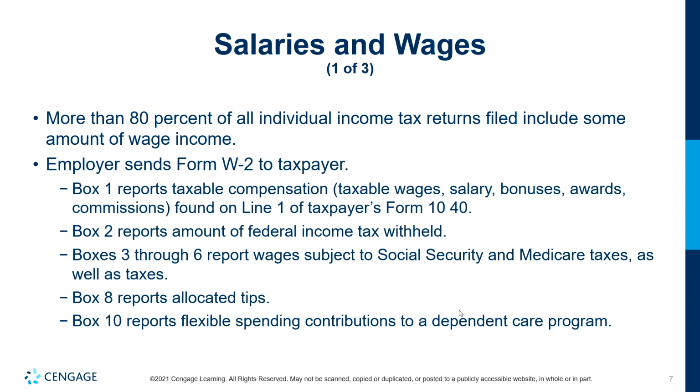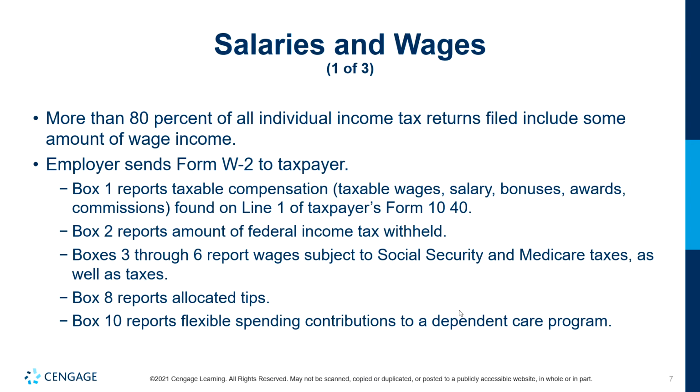Now, you may have actually seen this in Chapter 1 homework, which you should have, because we had a comprehensive problem. But we're going to go a little bit more here. So, what do these boxes represent? Well, box 1 reports the taxable compensation. So, taxable wages, salary, bonuses, awards, and commissions found on line 1 of the taxpayer's Form 1040.